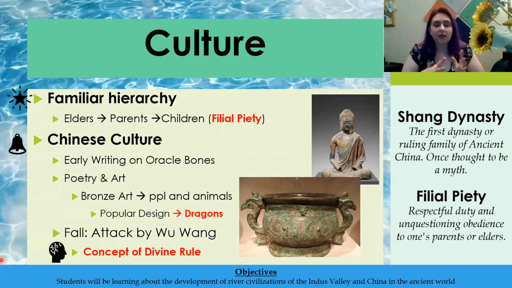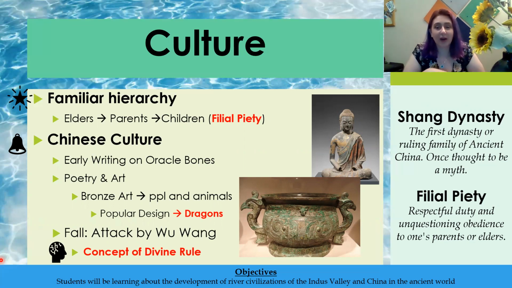A big part of this age was filial piety. This was a respectful duty and unquestioning obedience to one's parents or elders. So it basically meant that the child would do anything the parent said. They believed that the parent knew everything, was all-knowing in this regard, and that they should follow with absolute obedience. There's a practice of honor. So if you disobeyed your parents, it was considered dishonorable, and you could actually be shunned or removed from a tribe or a village.